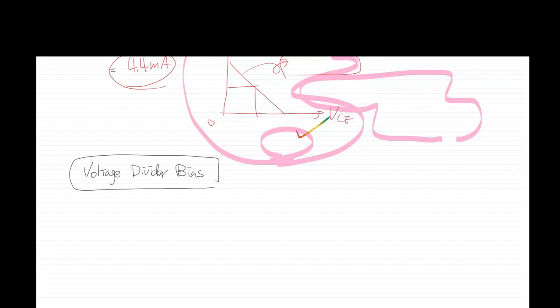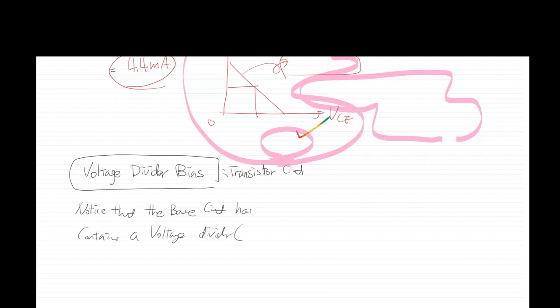That transistor circuit is one of the really widely used biasing circuits in the industry, you know what I mean? So I wanted you to notice that the base circuit contains a voltage divider. We have R sub 1 and R sub 2.